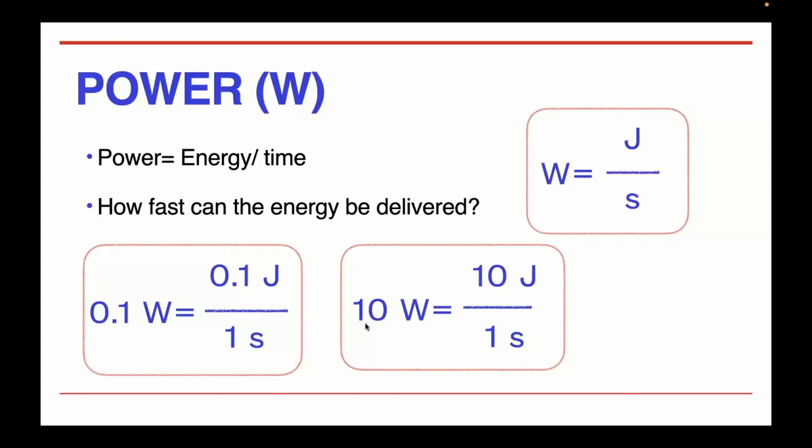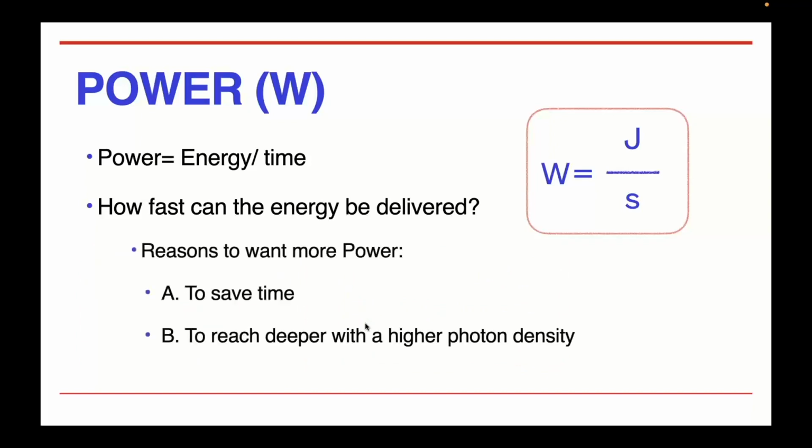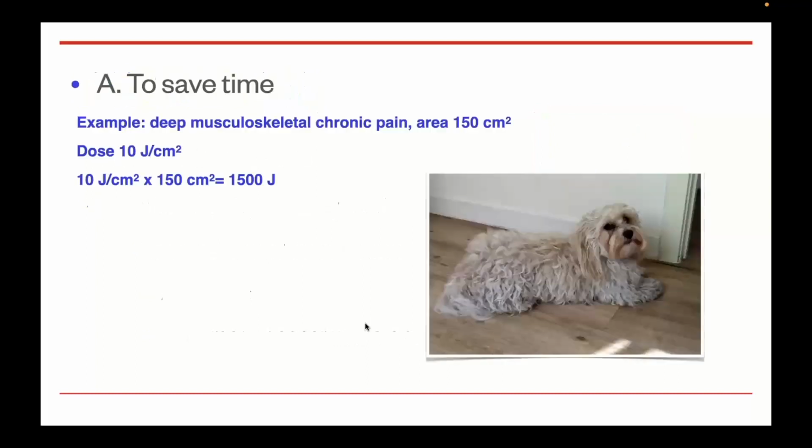That doesn't mean that we always want to use all power available. We'll see. The reasons to look for higher power, though, are that first, power allows us to deliver more joules in a shorter time, but also to reach deeper with a higher photon density. And let's see an example. An example of saving time, or not just saving time, but performing the treatment in a clinically reasonable time. Imagine we want to treat the thoracolumbar area of this small to mid-sized dog, and the area is 150 square centimeters, and we want to deliver 10 joules per square centimeter.